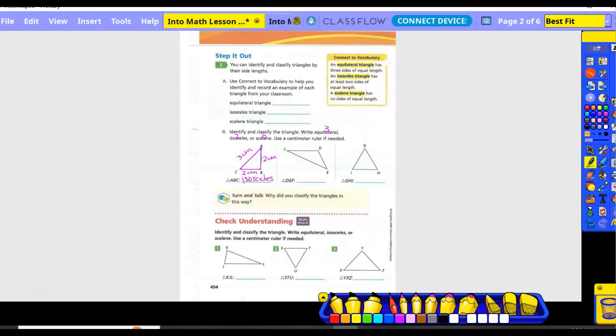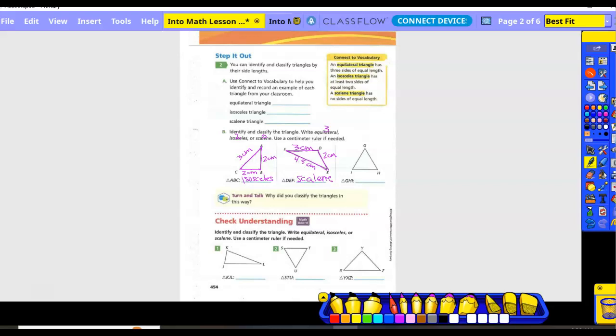Okay, next triangle. What is the measure of FD? 3. Okay. What is the measure of DE? 2. And what is the measure of FE? 4.5. So I'm just going to put 4.5 centimeters. Okay. What type of triangle is that? Does it have any congruent sides? No. So it's a scalene.